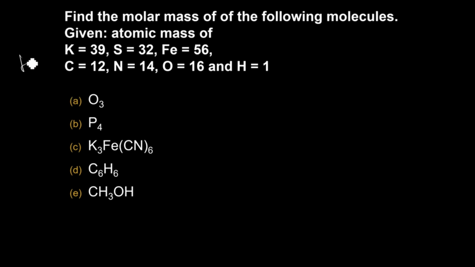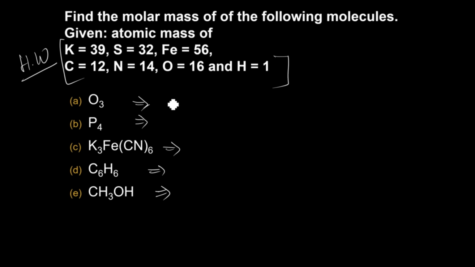So here is your homework. Find the molar mass of the following molecules. Given potassium, sulfur, iron, carbon, nitrogen, oxygen and hydrogen, just find out the molecular mass of these 5 compounds. The first one, let me do it for you.